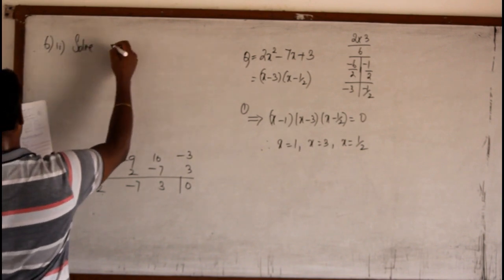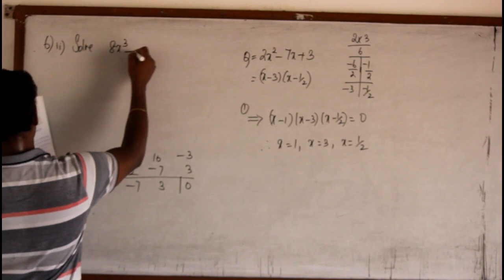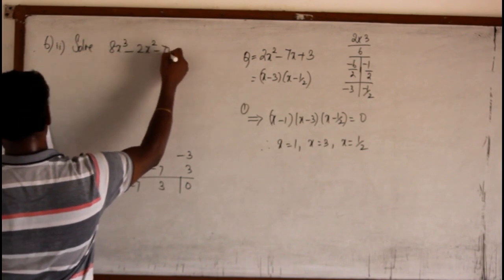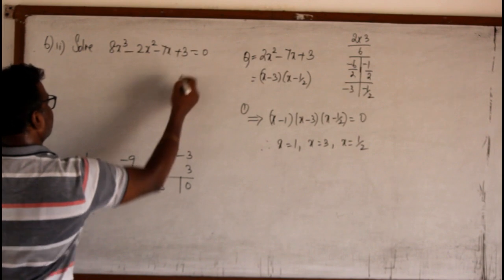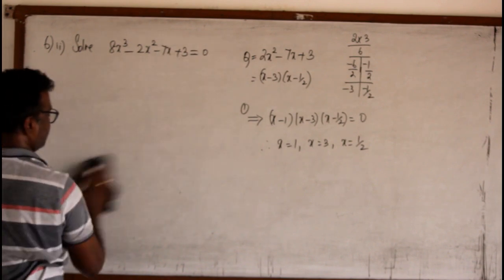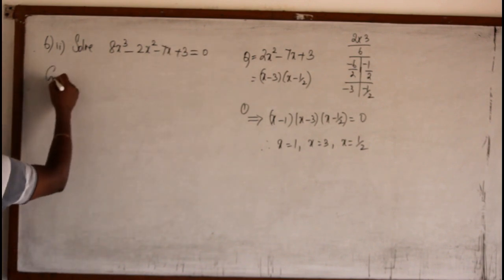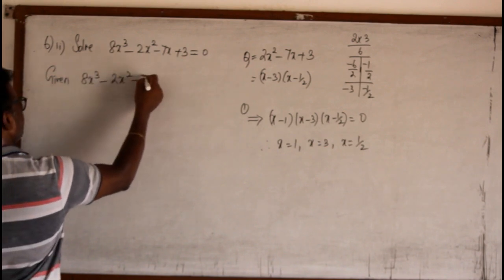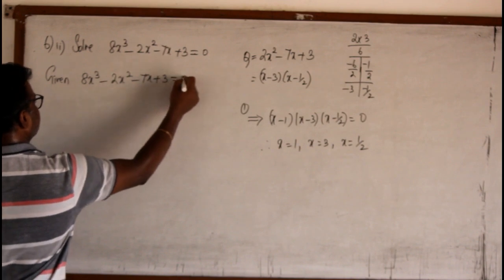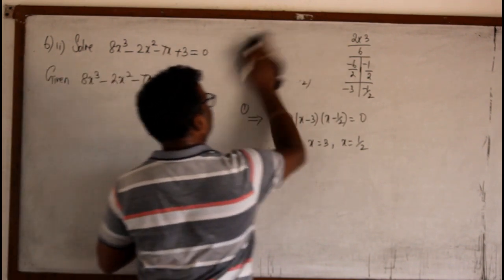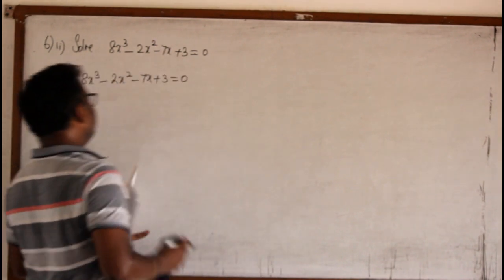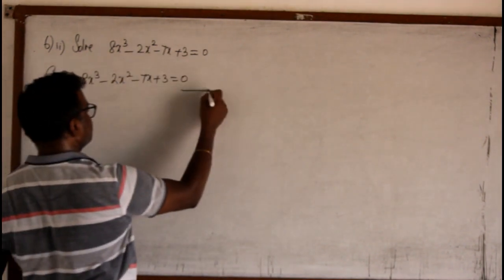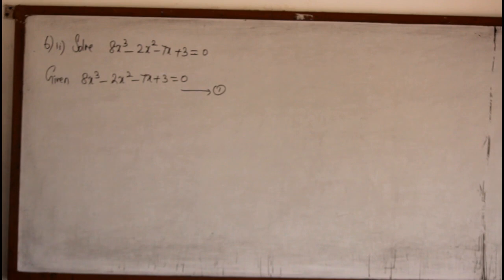Solve 8x cubed minus 2x square minus 7x plus 3 equal to 0. So given 8x cubed minus 2x square minus 7x plus 3 equal to 0. Here, again they did not give any relationship among the roots or any clue about the roots. So we shall go for something among the coefficients.